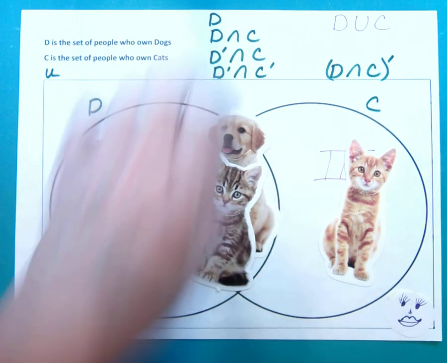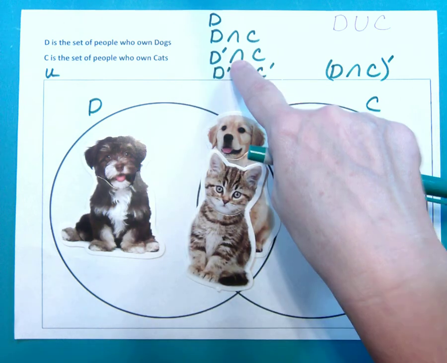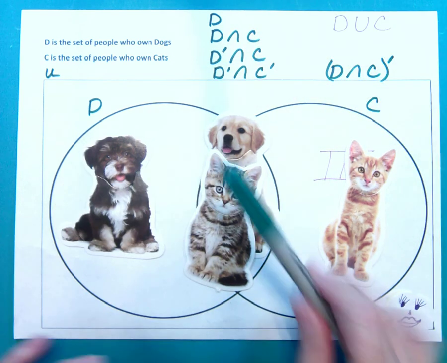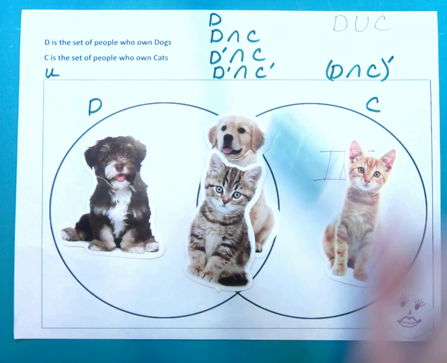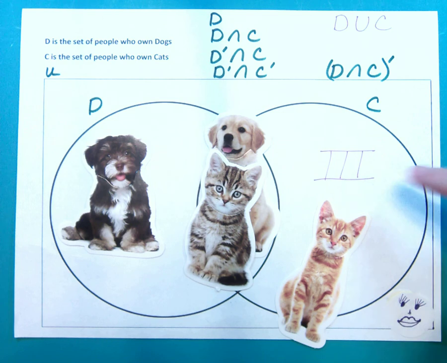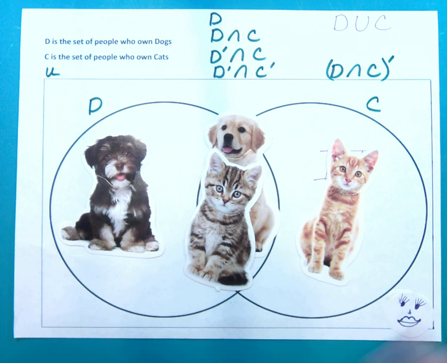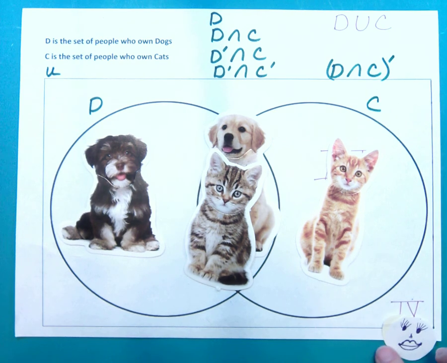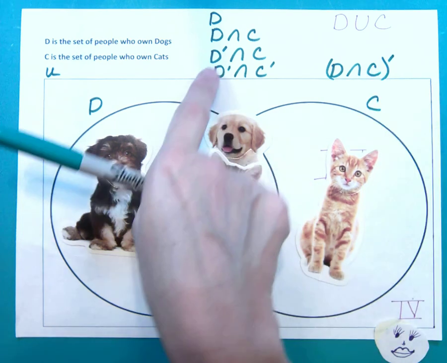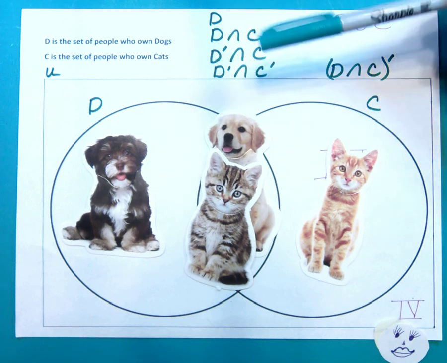Now, we also have people who do not own a dog and they own a cat. Now, if they do not own a dog, they cannot be in this circle. But they do own a cat. So that would be the people in region 3. These people do not own a dog and they do own a cat. Now notice I'm not bringing these people in because although they do not own a dog, they do not own the cat.